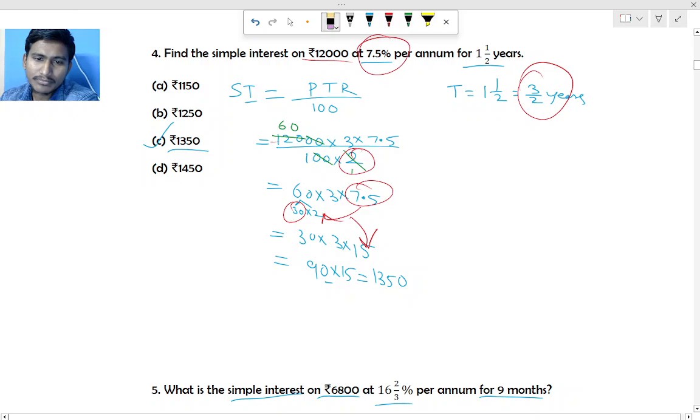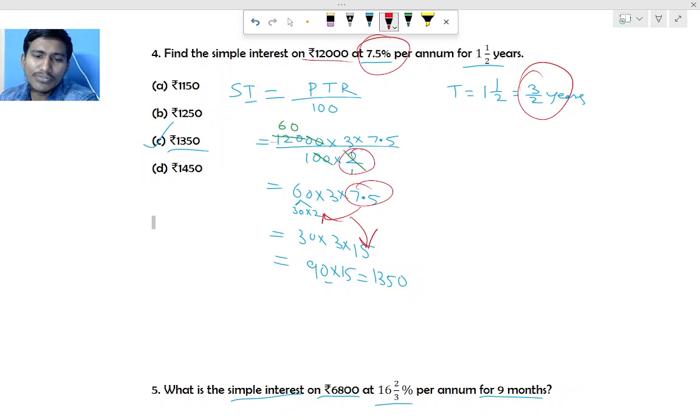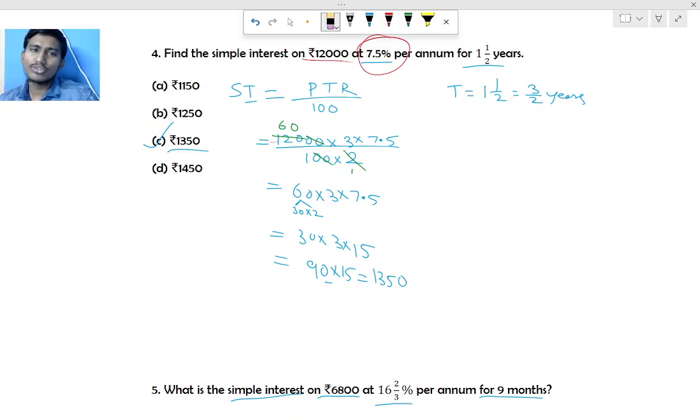Okay now? 3 3s are 9, so 90 into 15. 15 9s are 135, 0 as it is. 135 means 1350 will be the answer. Got it everyone? Okay. This is how you have to do. Write it down.